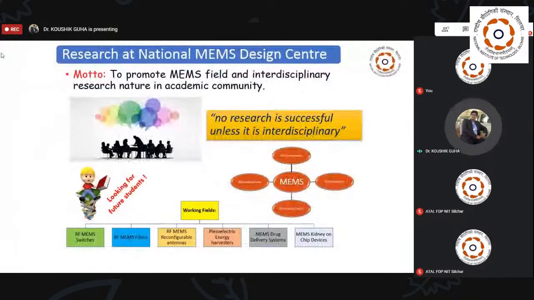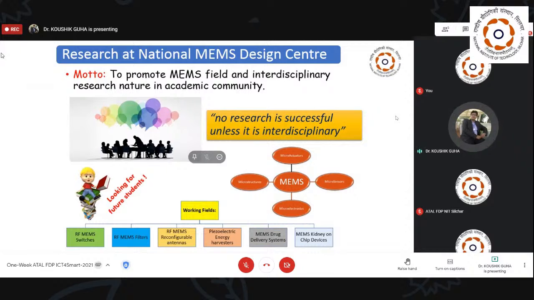And this is some introduction of my lab. It is the National MEMS Design Center in the Electronics and Communication Department at NIT Silchar. Here we are working on RF MEMS switches, filters, reconfigurable antennas, and energy harvesting systems. We are also working on BioMEMS, such as drug delivery systems or mimicking some human physiological functions using MEMS technology.